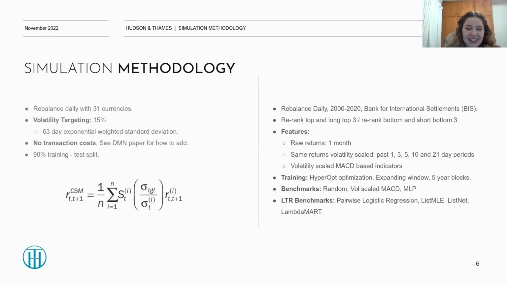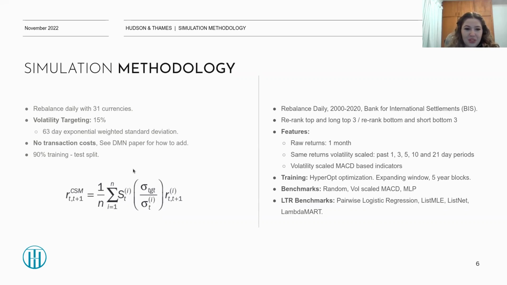Okay, cool. So as I said, the methodology closely follows that of the first paper. Instead of rebalancing over a long period, we actually rebalance daily. So that's quite interesting about this paper. We have 31 currencies in our universe, and we keep the volatility targeting at 15%. We still have the 33-day exponentially weighted standard deviation, and we don't include transaction costs. So if you are interested in including that, you can always refer back to the deep momentum network paper that we discussed. We also have a video on that. Welcome to go and check that out.